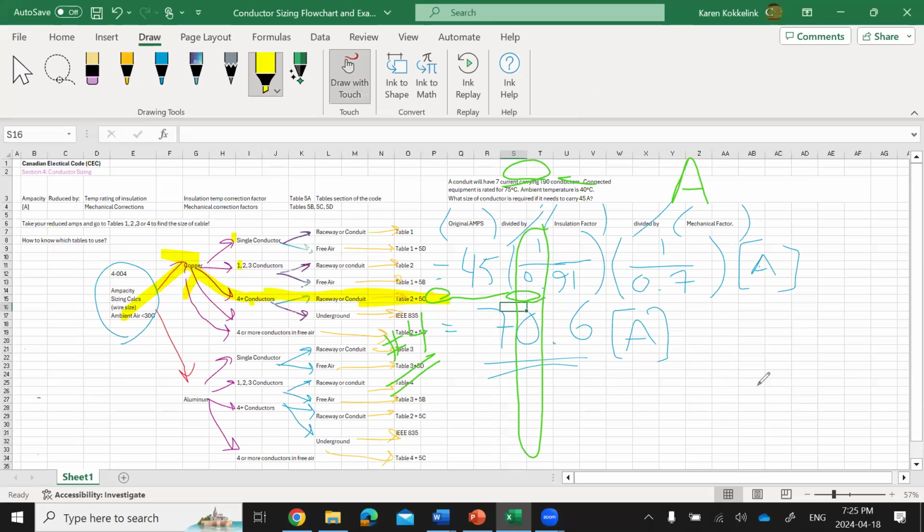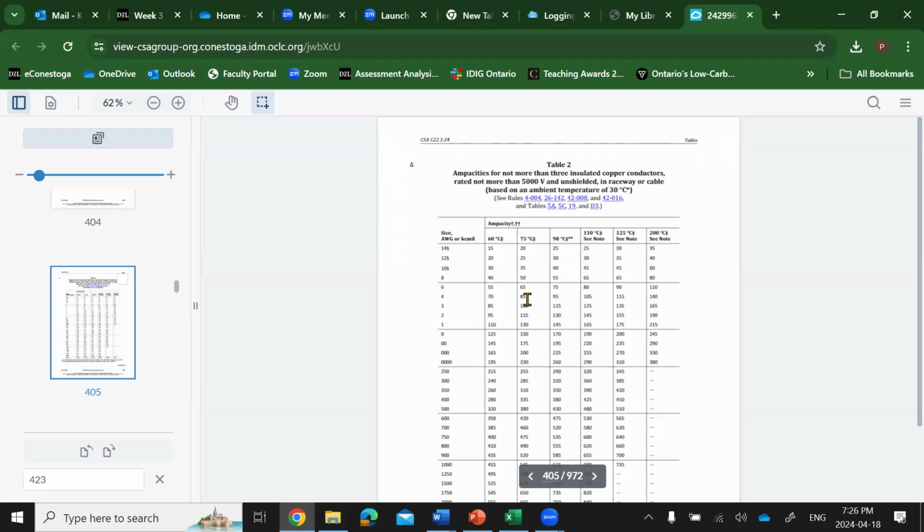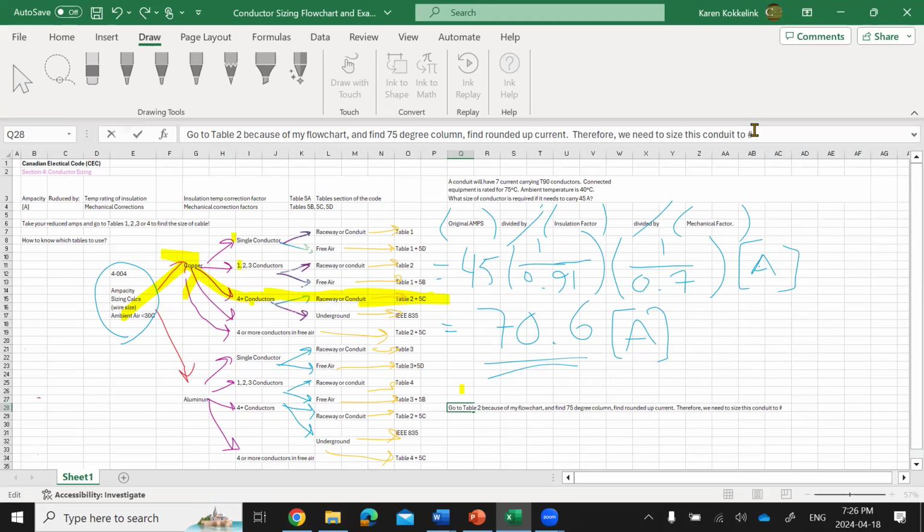So over here, I'm going to just clarify that I'm going to go to table 2 because of my flowchart, but my flowchart is just based on the code. And find the 75 degree column. Find rounded up current. Therefore, we need to size this conduit to, let me look at that again, 75 column, my current needs to be rounded up to 85, number 4. So it has to be a number 4 or 4 gauge conduit.